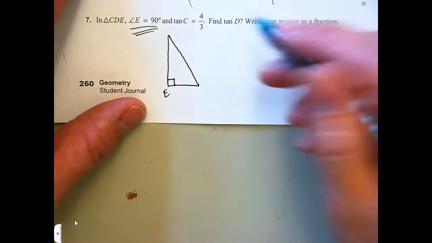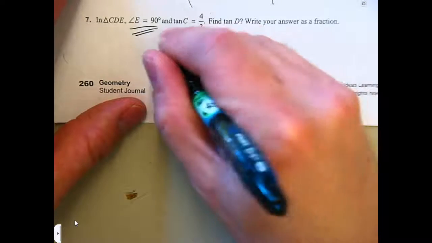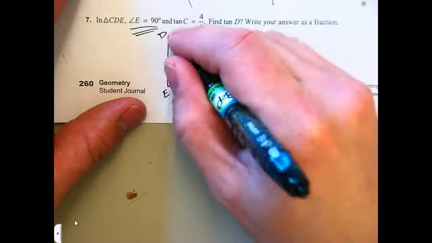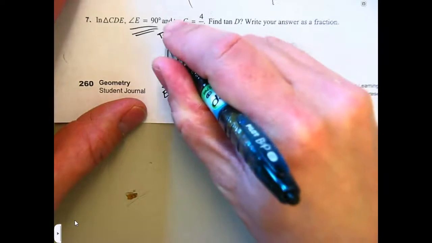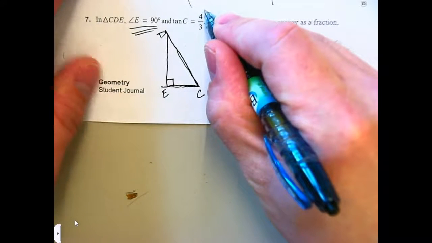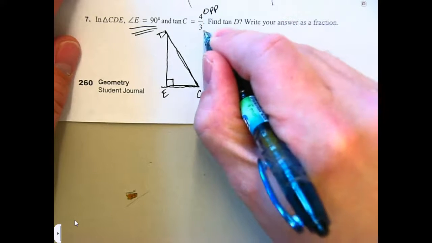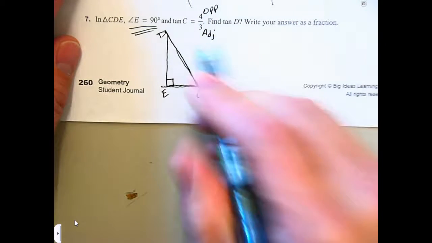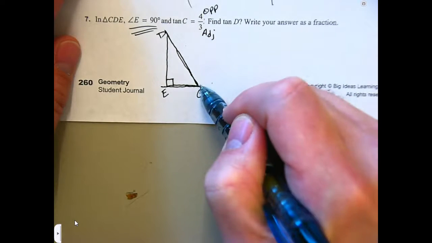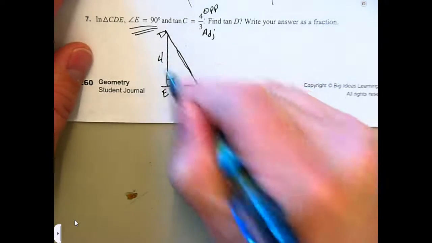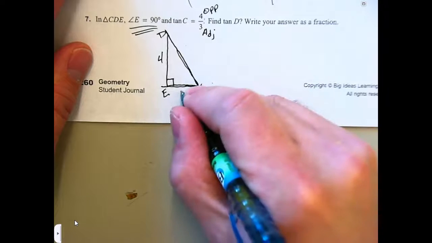Tan C is 4/3. Well, that means if this one is C and that one's D, the tangent of that angle is 4/3. What's the top represent? This is the opposite. The bottom is adjacent. How do we know that? Because TOA: tangent is equal to opposite over adjacent. That means the opposite of C, which is DE, is 4, and the adjacent of C, which is CE, is 3.